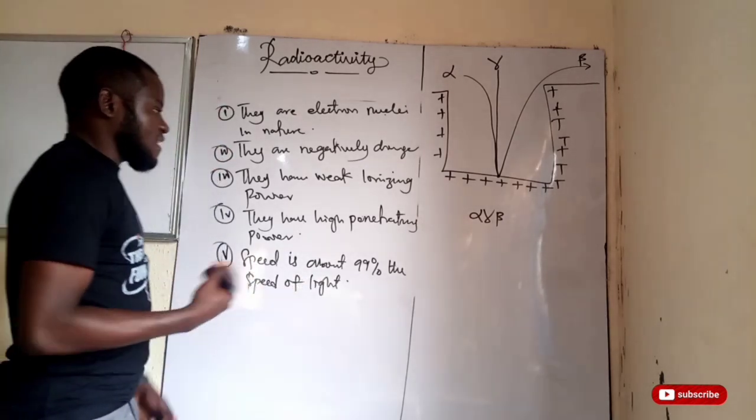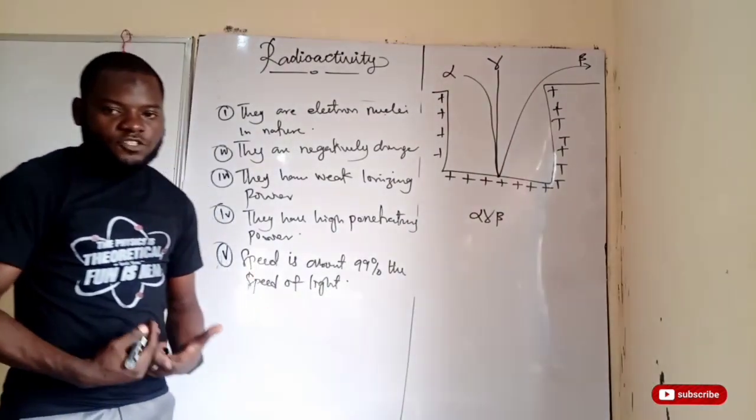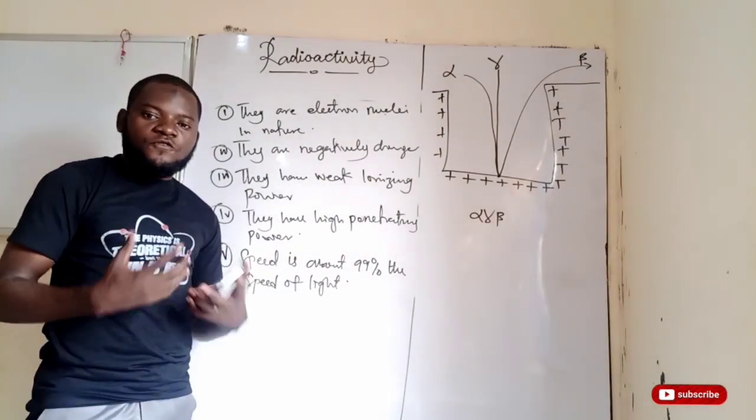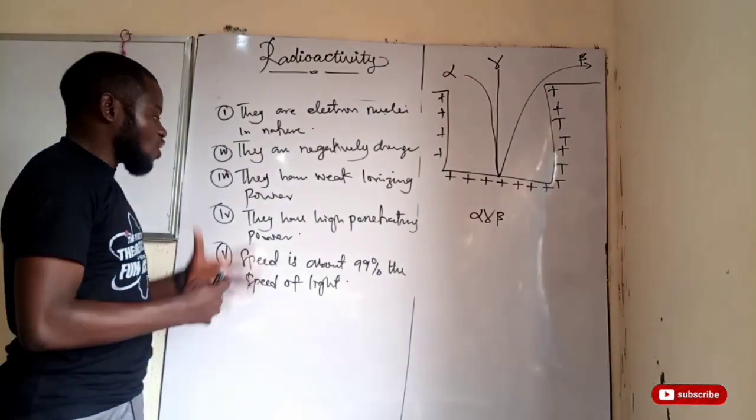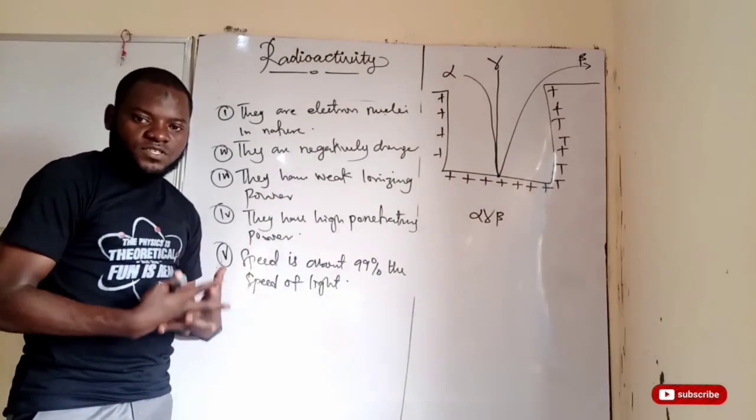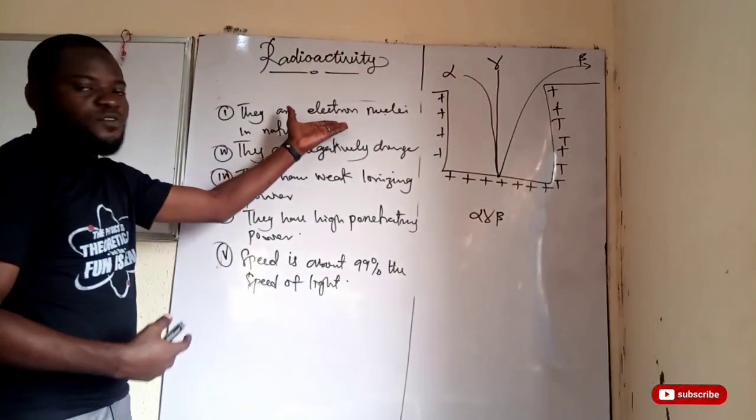So, and their mass is the mass of what? Electron. Is that taken out? So can we move on now? Have we seen the properties of the beta particles now? They are electron nuclei in nature.